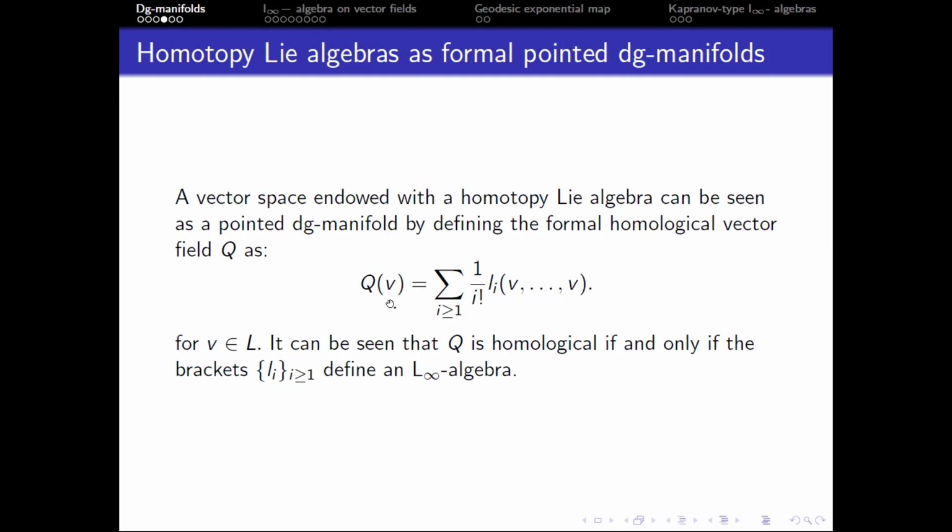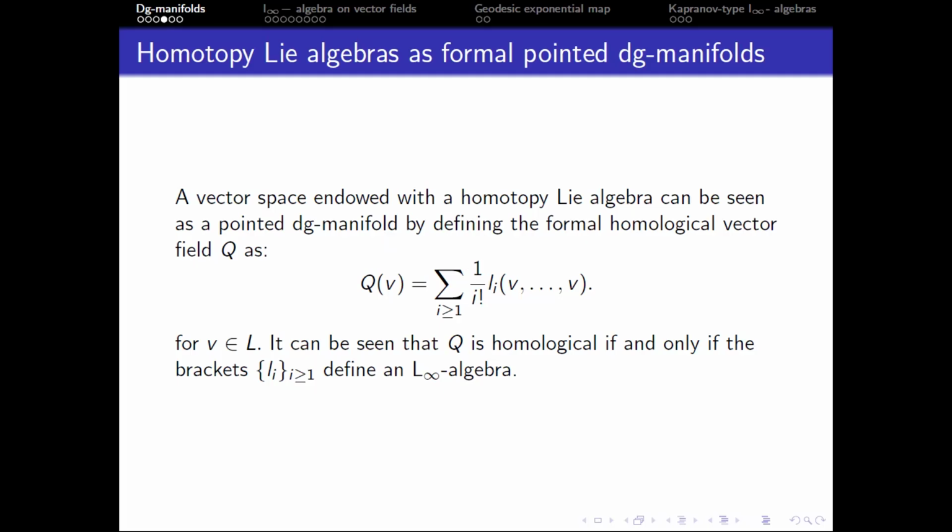And then one can prove that this is homological by using the generalized Jacobi identity that I exposed before. So this expression, which looked very complicated and messy, can be summarized by the nilpotency condition of this homological vector field. And now we can do this in the opposite way.